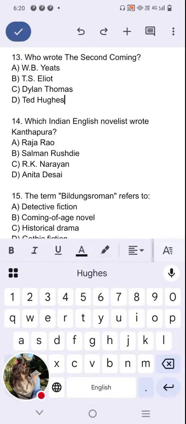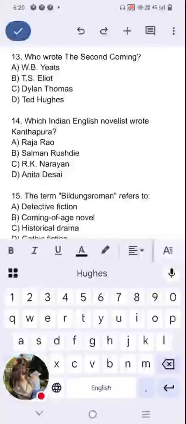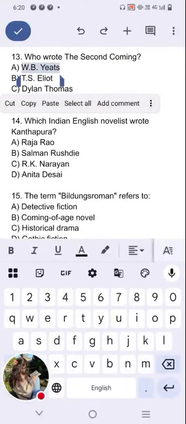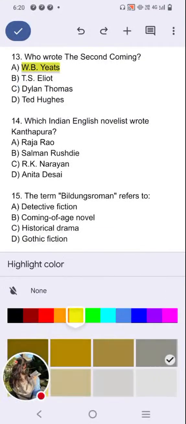This is the same person who wrote the work Sailing to Byzantium. And this person founded the Abbey Theatre with Lady Gregory. I hope you got the right answer from the hints. It's option A, W.B. Yeats.